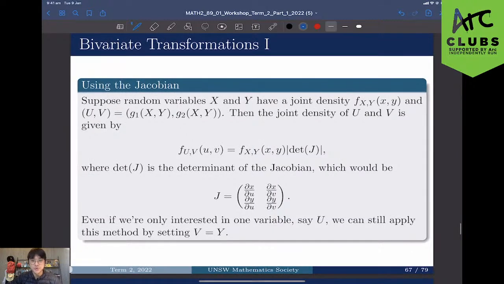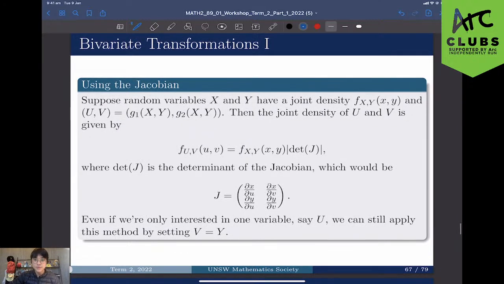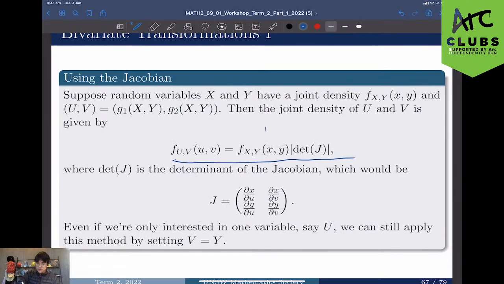So, bivariate distributions. If we have a joint density function, f(x,y), and we want to find the density function of u and v, where u and v are in terms of x and y, we use this formula. And so this is the original joint density function, and this is the determinant.